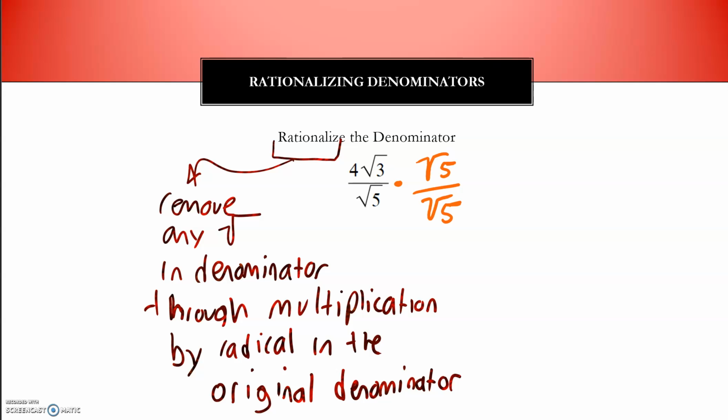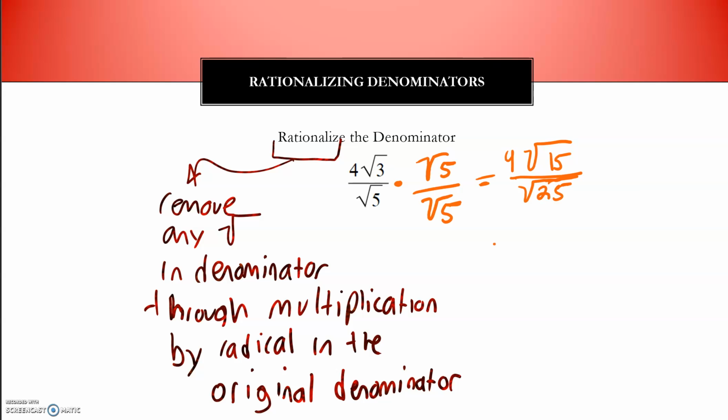Okay? So 4 root 3 times root 5, we should remember that our multiplication rule says that we can multiply anything underneath a radical with anything else underneath a radical, and the things outside the radical only with other things outside the radical. There's nothing outside the root 5, so the 4 is alone. 3 times 5 is 15, that goes under the radical. Root 5 times root 5 is the square root of 25.